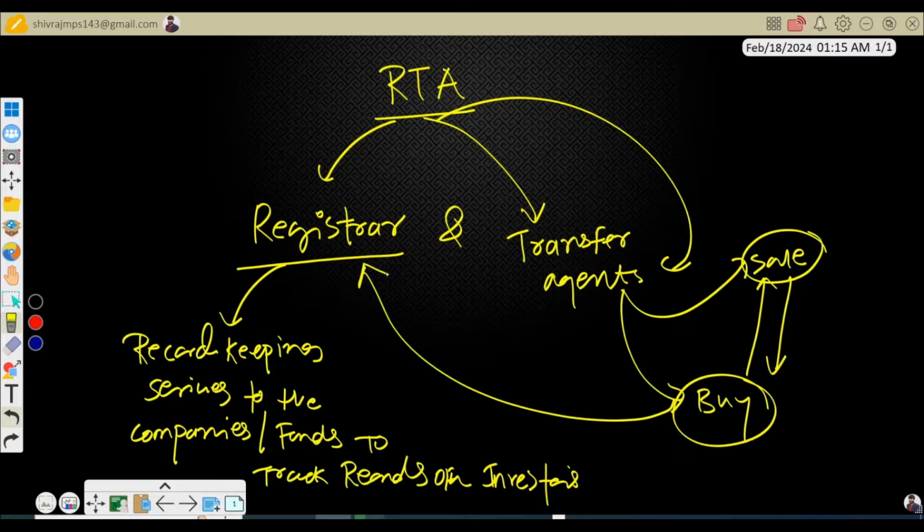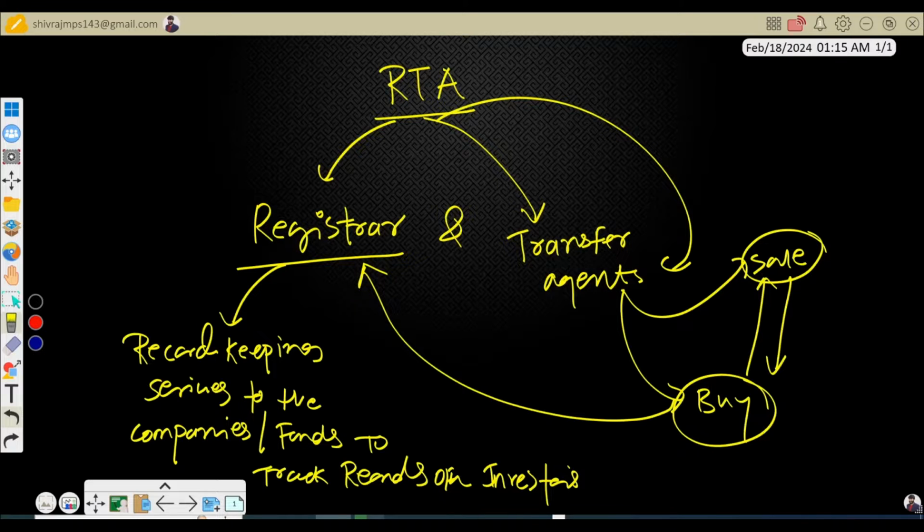So that's how registrar and transfer agents work. It can be one entity or it can be different entities. If it is one entity, that entity will work as a share registrar as well as a transfer agent, and they'll ensure the transfer of securities from company accounts to investors' accounts, or from one investor's account to another investor's account. Now we'll try to understand the background of RTA, like why and how RTA is helping companies or funds.